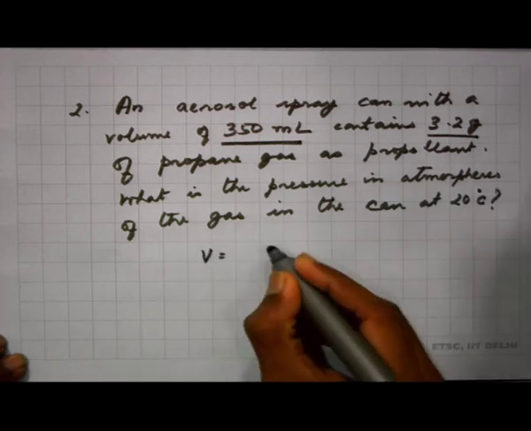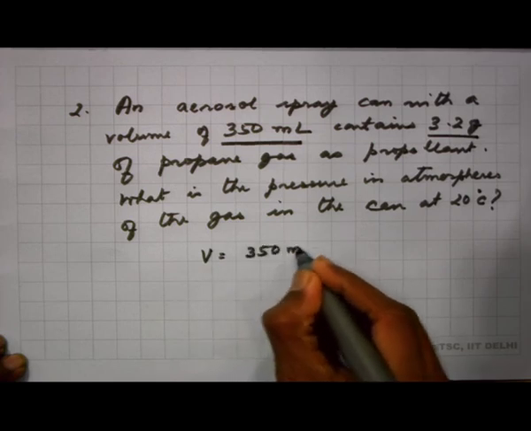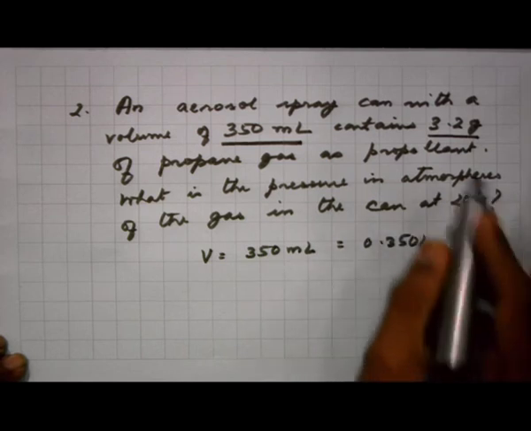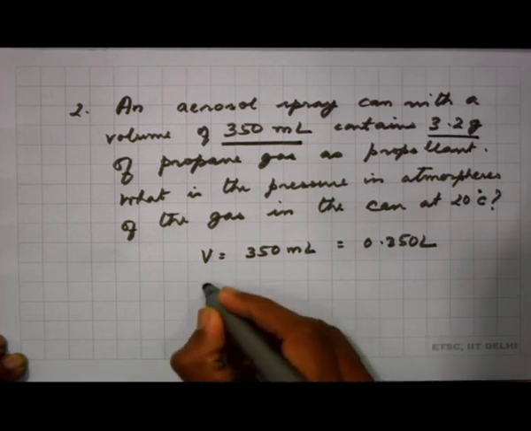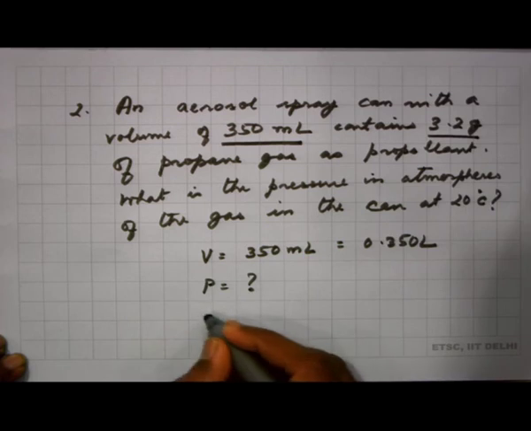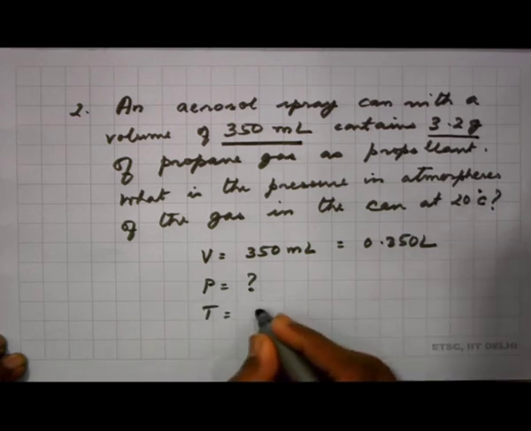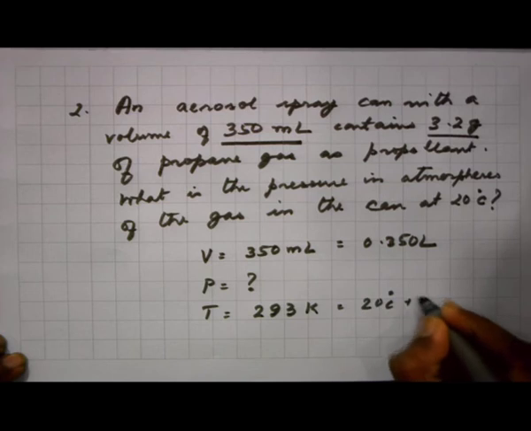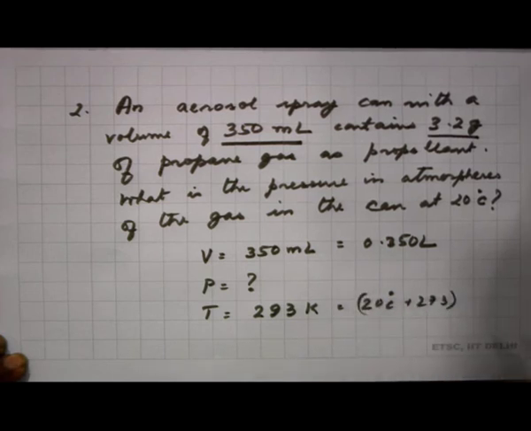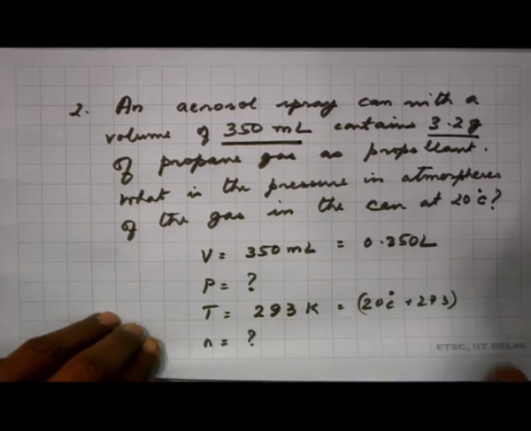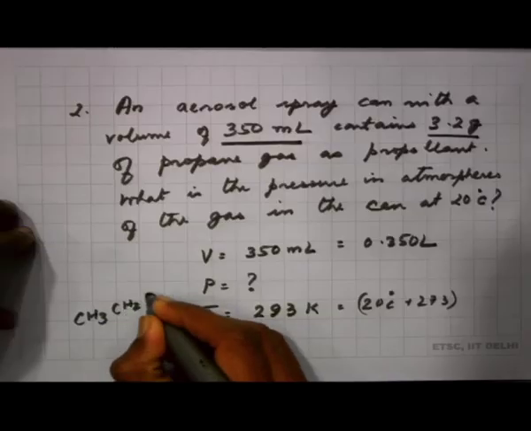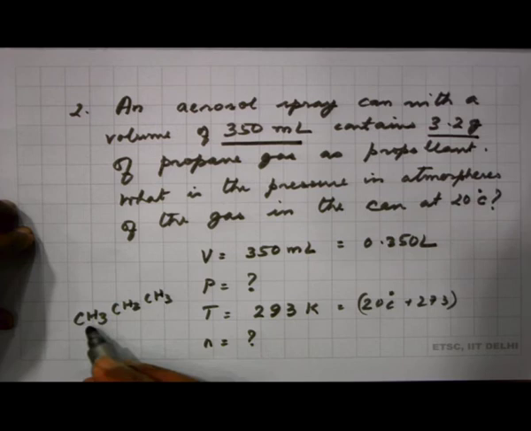So, we know V is 350 milliliters. For convenience, we will write it in liters. When we are asked to compute the pressure, the temperature is 293 Kelvin, which is 20 Celsius plus 273, right? That is what we have got. And do we know n? n is the number of moles of propane gas. Propane happens to be CH3CH2CH3.